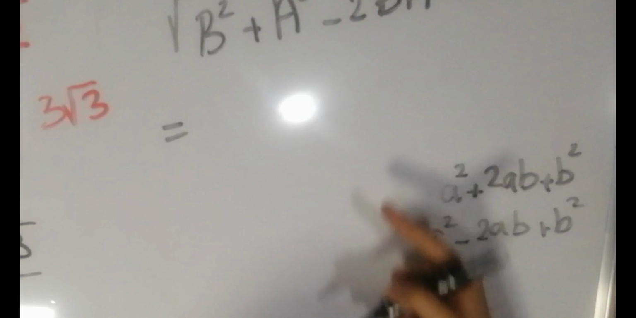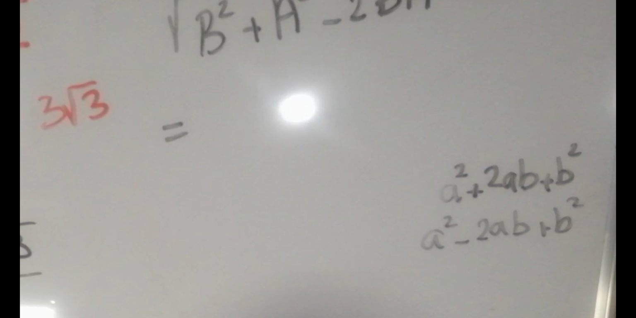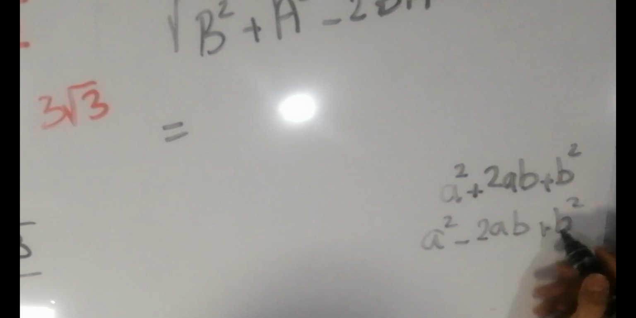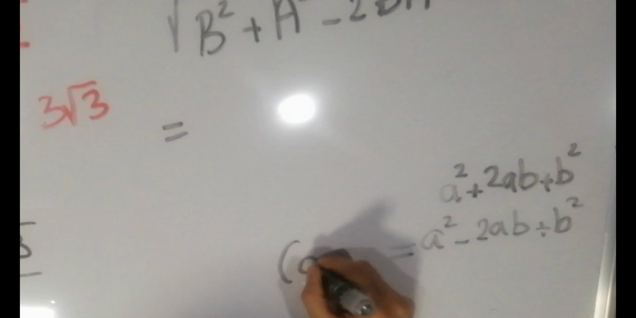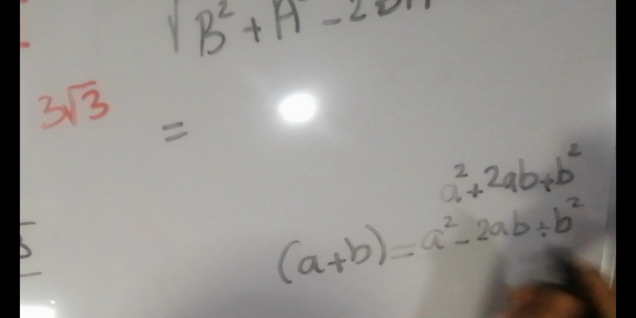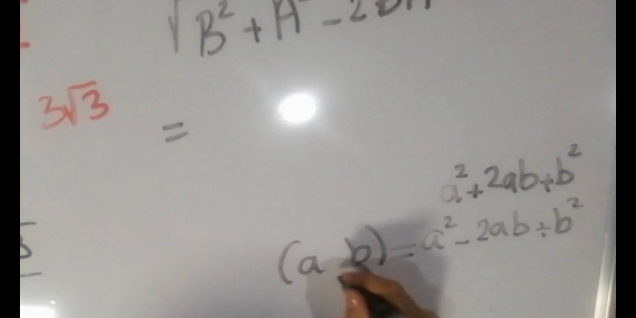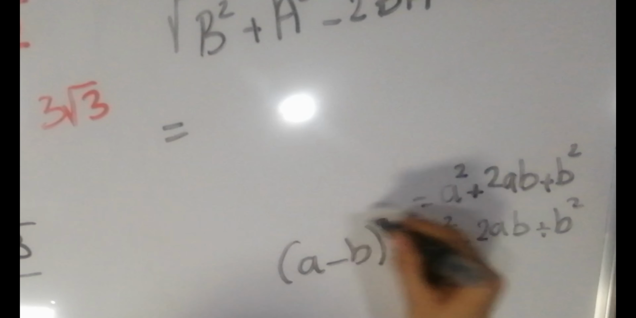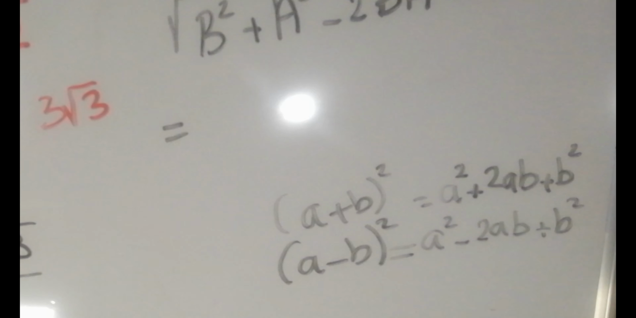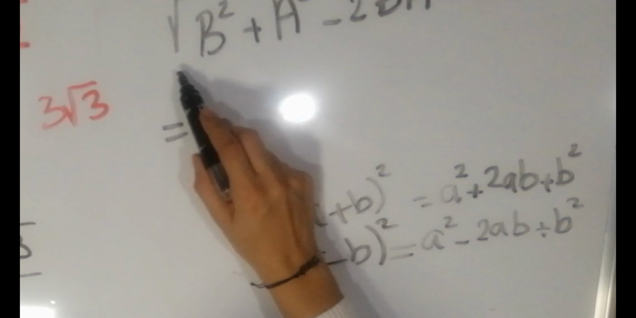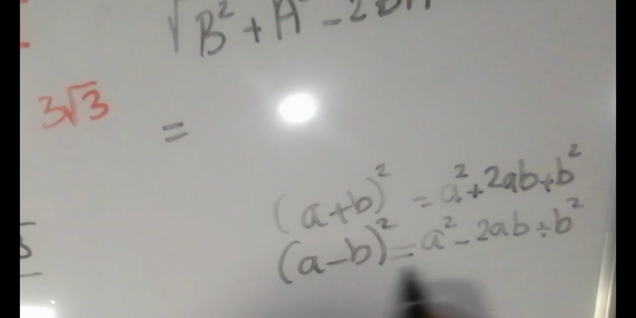So here it is a minus: minus 2AB plus B squared. And this expression is the expanded form of (A minus B) all squared, if we have a minus, and this is for (A plus B) all squared. So instead of this expression, I can write (A minus B) all squared.